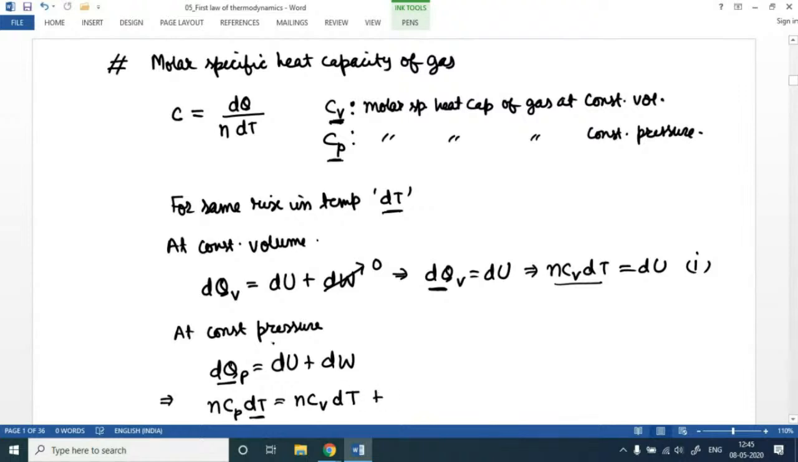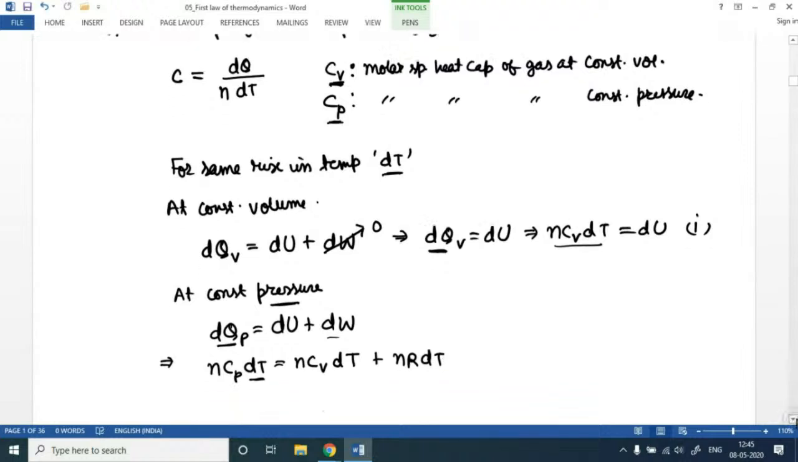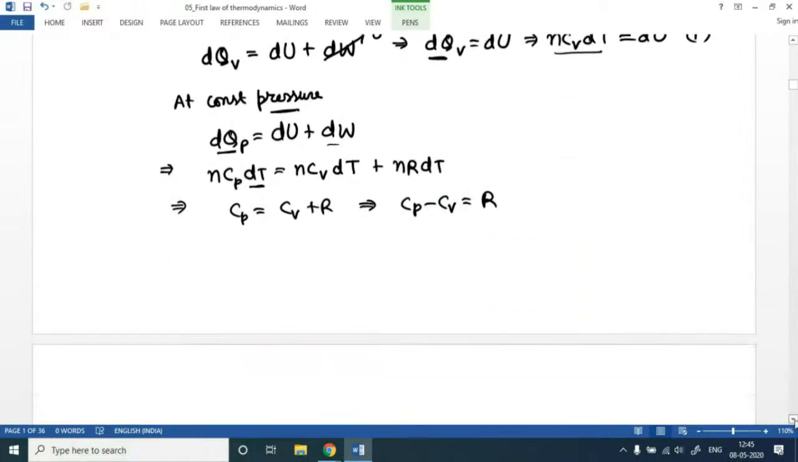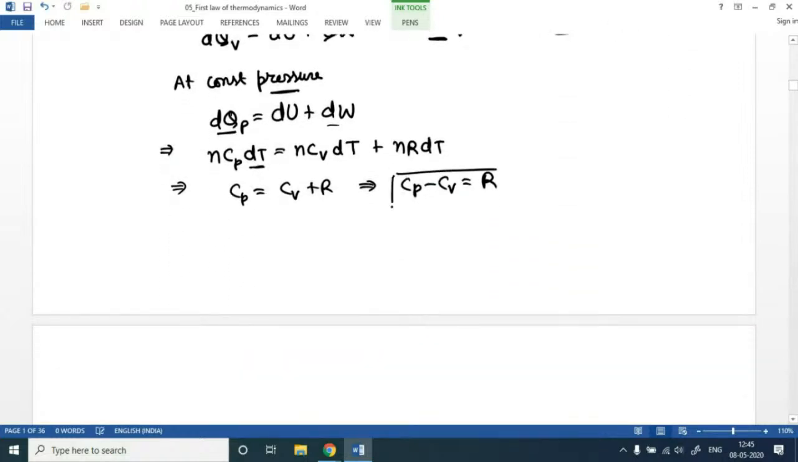And dW, for a constant pressure process, we learned would be written as nR dT. So simply you can see that n dT on both sides will get cancelled, and you will get Cp is equal to Cv plus R. So that gives us Cp minus Cv is equal to R. That's the idea. That is a very, very important equation. Let's circle it.